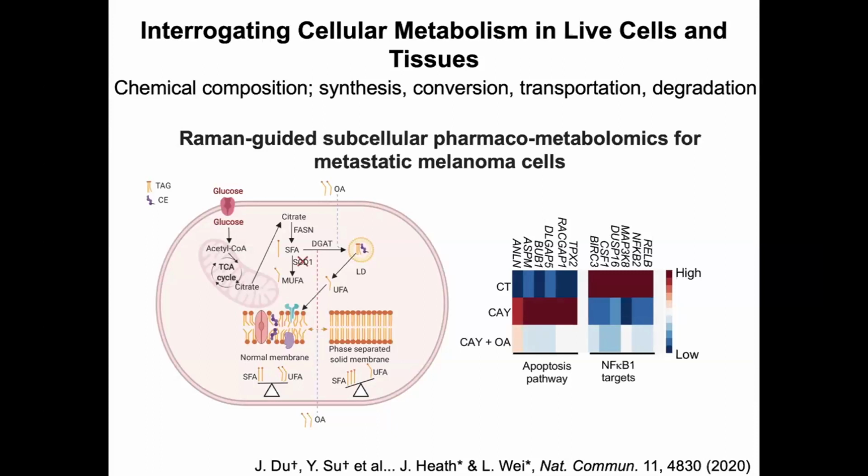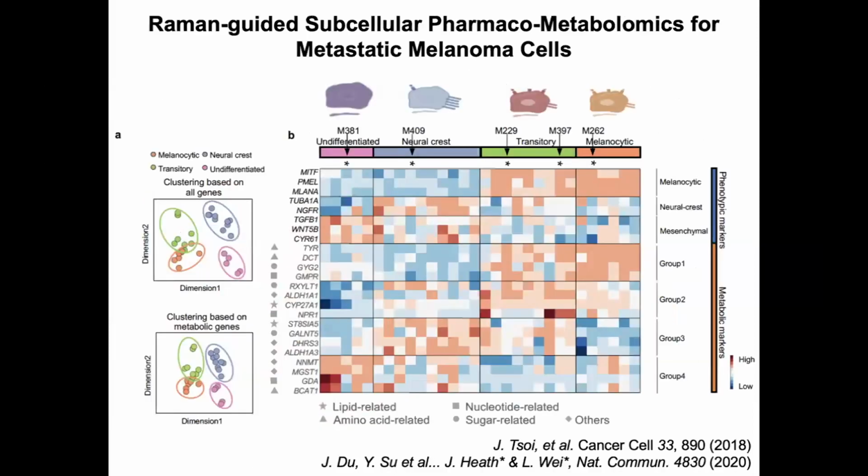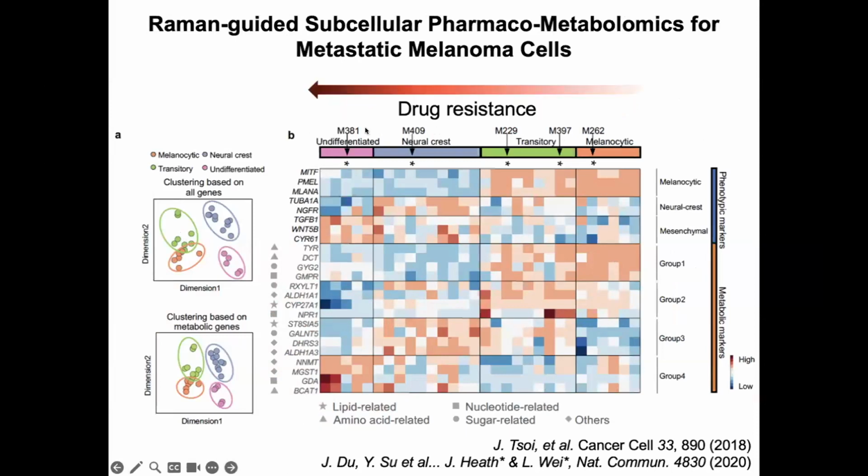And we're more interested in capturing some of the unknown metabolic susceptibilities. So we use a panel of human-derived melanoma cancer cells that, if you analyze their transcriptomics information, can be differentiated into four different phenotypes: melanocytic, transitory, neural crest, and undifferentiated. And that also indicates their difference in the trends in their innate or induced drug resistance.